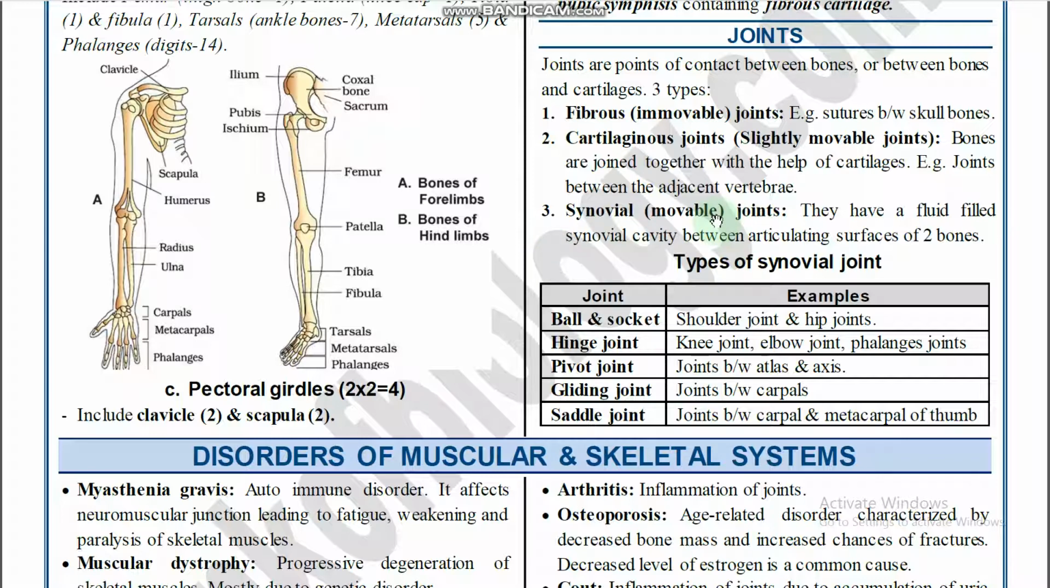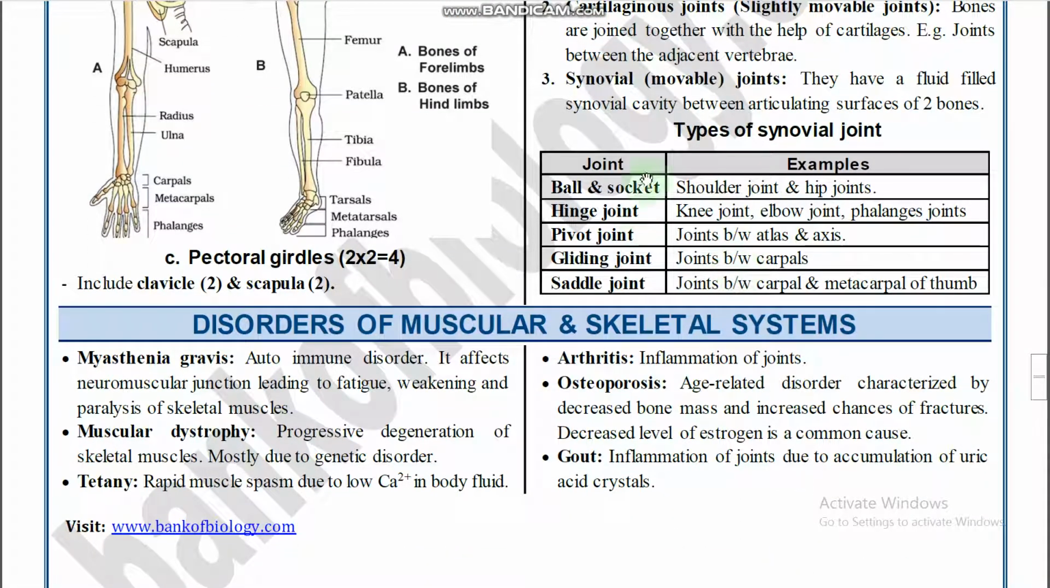And synovial joints. Synovial joints are freely movable joints. Why freely movable? Because of the presence of a synovial cavity and synovial fluid. They have a fluid-filled synovial cavity between the articulating surfaces of two bones, so only synovial joints are freely movable joints. The types of joints, their names, and where they are located are most important, right?